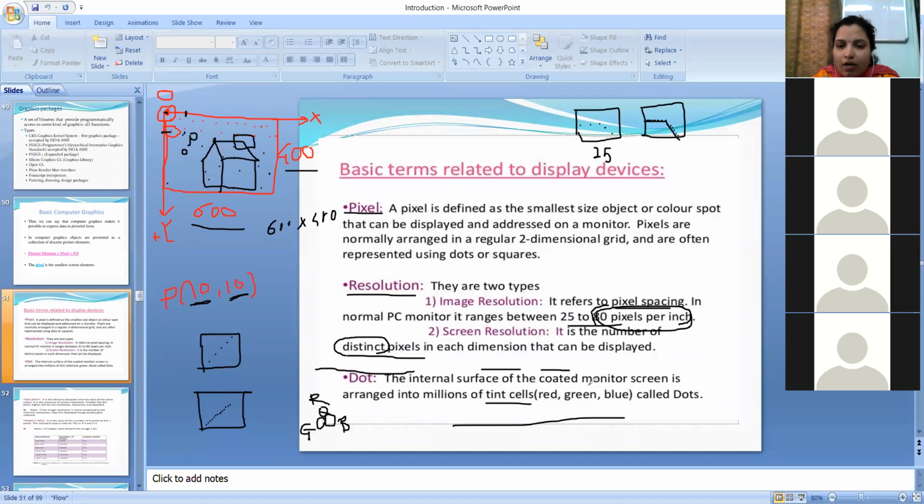On the monitor screen, it is arranged in a triangular fashion. So it is a representation of RGB color, and it is also called a dot.